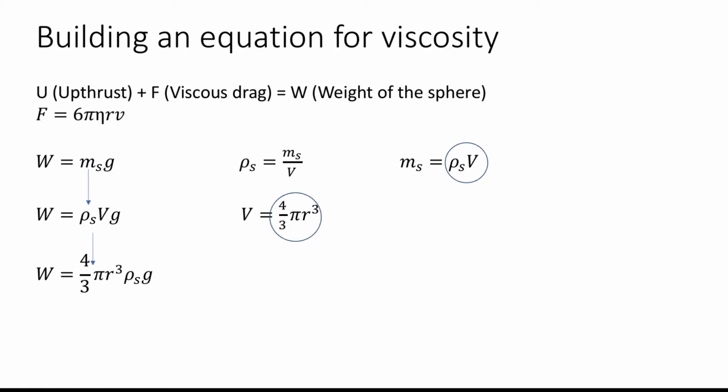The volume of a sphere is found using the equation 4 over 3 pi r cubed, so we can sub that in for V to get an equation for the weight of the sphere as 4 over 3 pi r cubed times its density times the gravitational field strength.